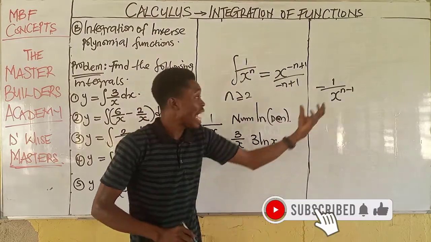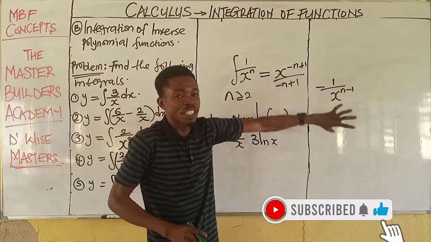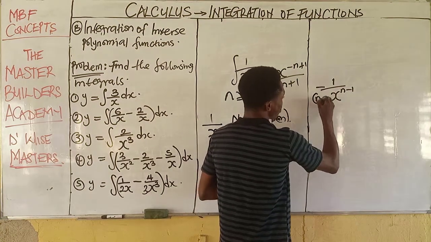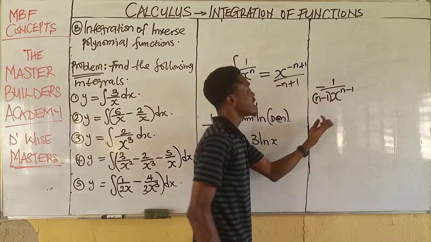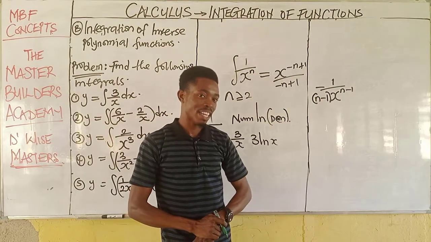Then finally, use this value, this power here, as the coefficient of x. So I will just bring this down as if I am differentiating. This becomes n minus 1. This is what you have, and you will understand it very, very quickly.